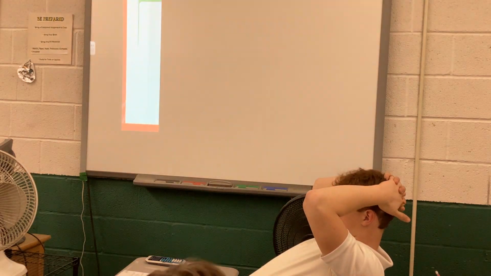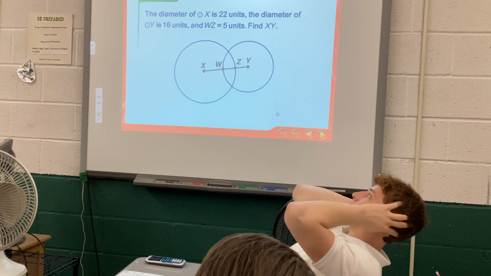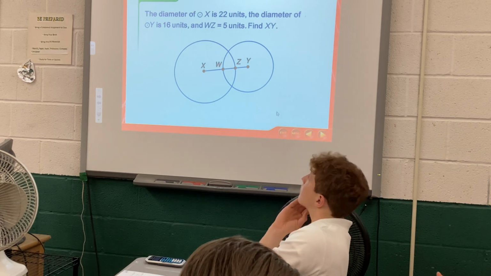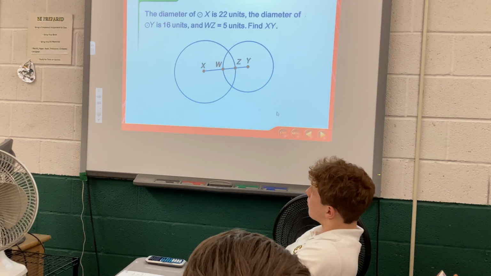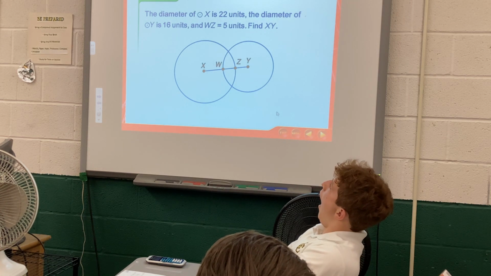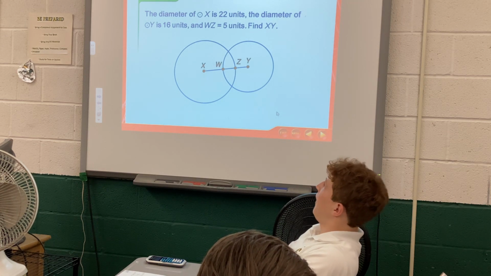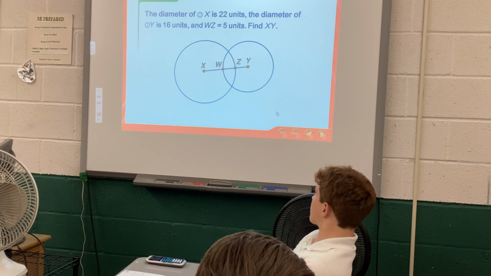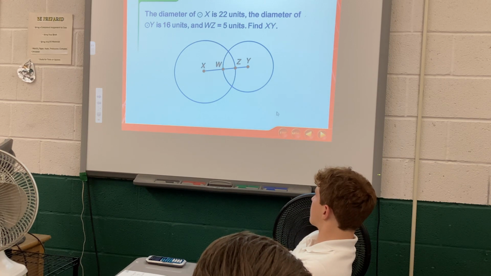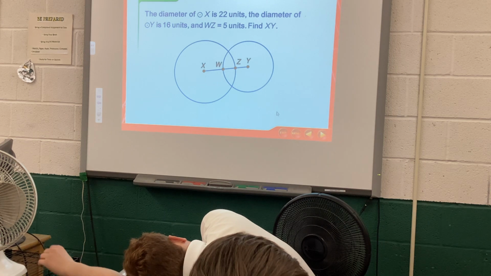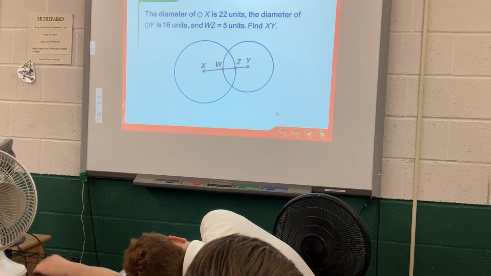These ones get a little weird, and some people don't like these ones. So read this one carefully, and try to see if you can interpret what you're going to do. The diameter of circle X is 22 units. The diameter of circle Y is 16, and WZ is 5. Can I find the whole thing, meaning X to Y?